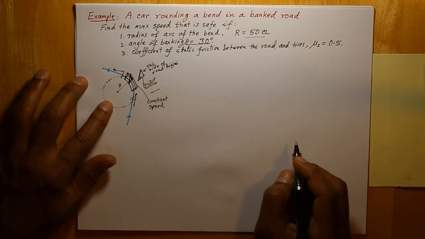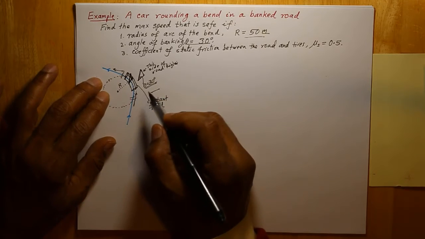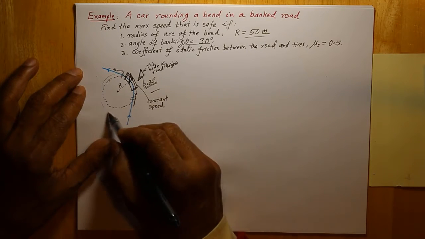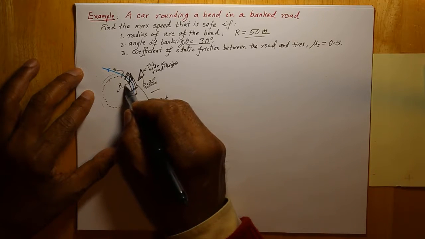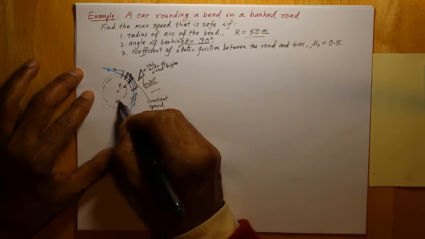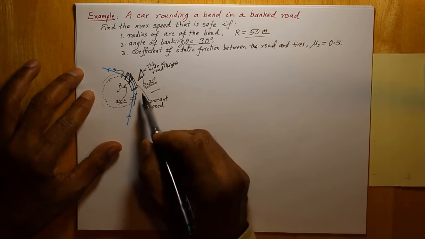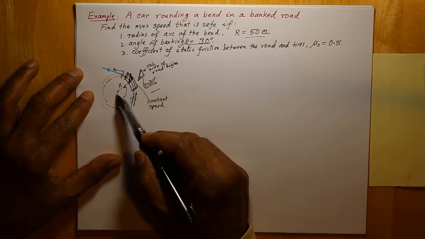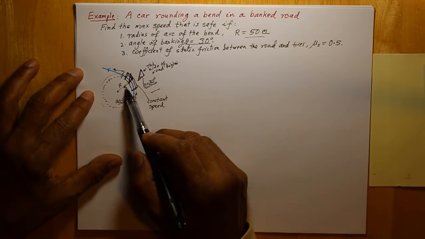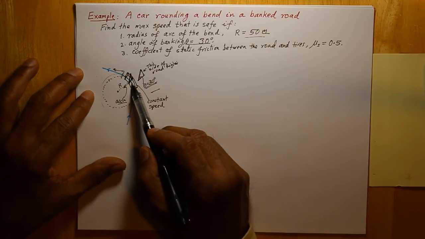Well, if you have a constant speed and you're going in a circular arc, you know the acceleration will be in that direction. So that will be the acceleration. We need to identify forces whose net effect is the acceleration in that direction. So let's look at the forces.